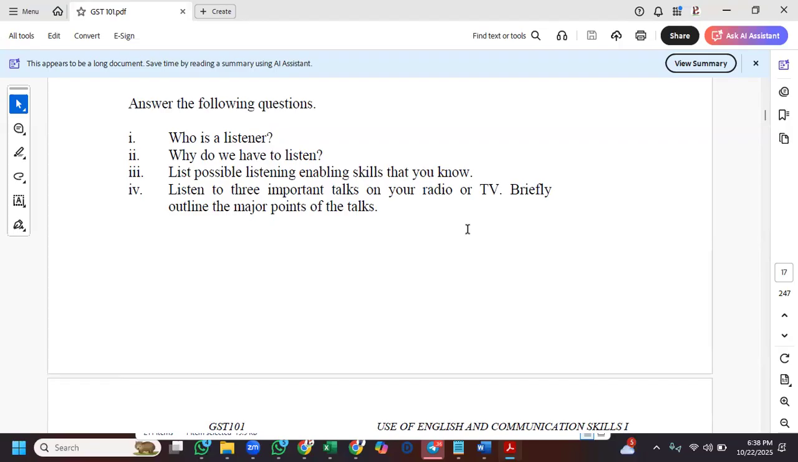So what else have we done today? What is very crucial, most important to listening activity? Concentration. Good. Very important. So what is the third listening enabling skill? The third one is ability to think along with the speaker. Good. So now we are sound on this unit.